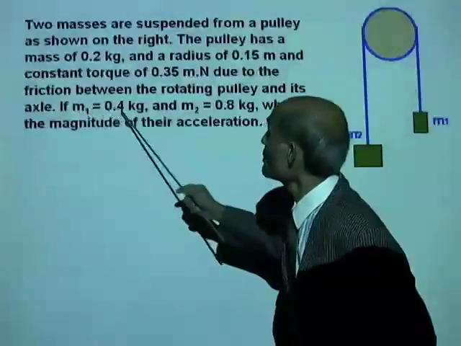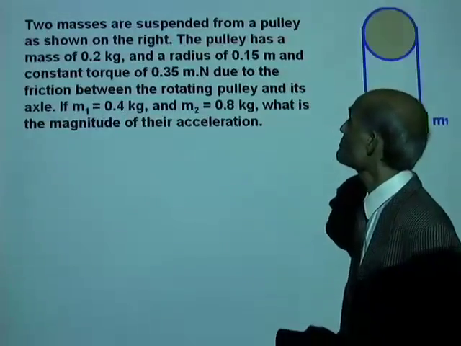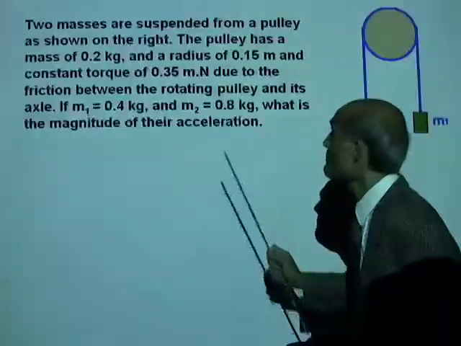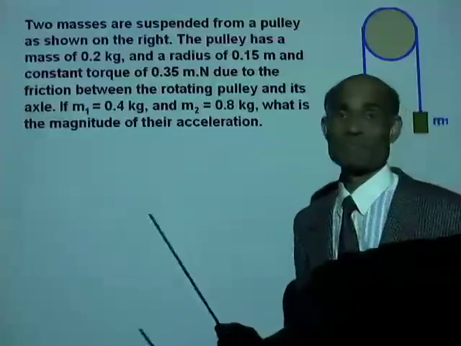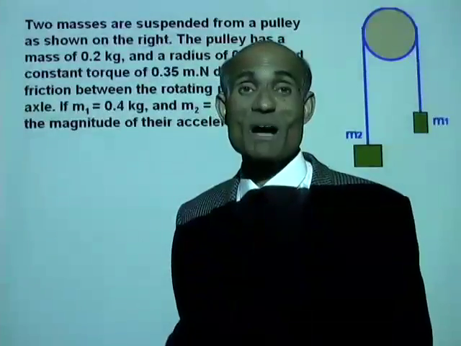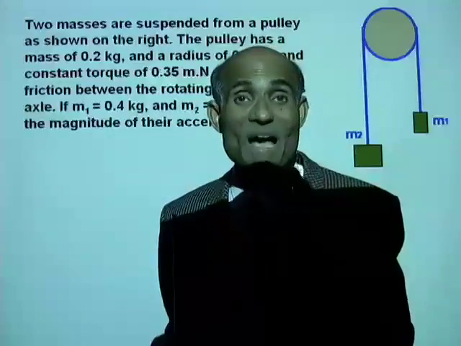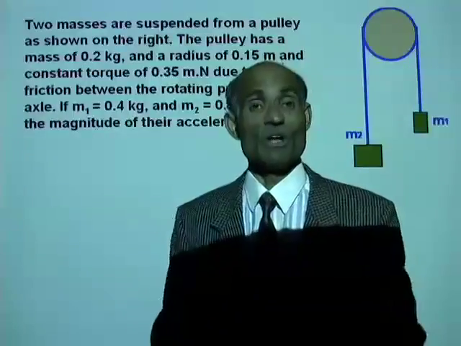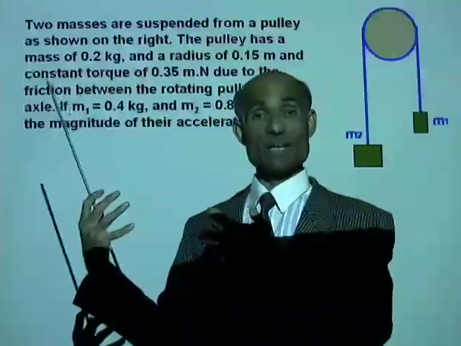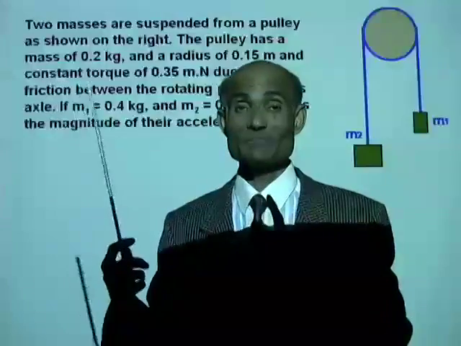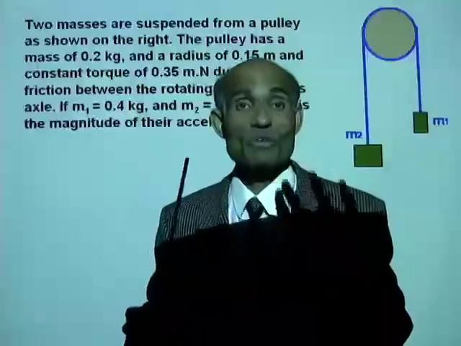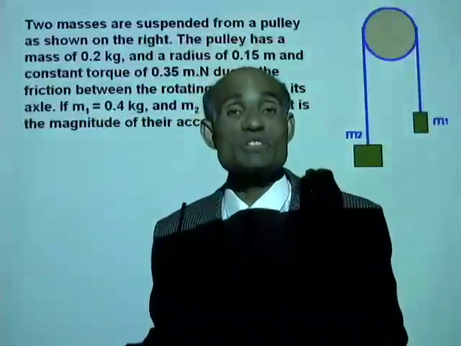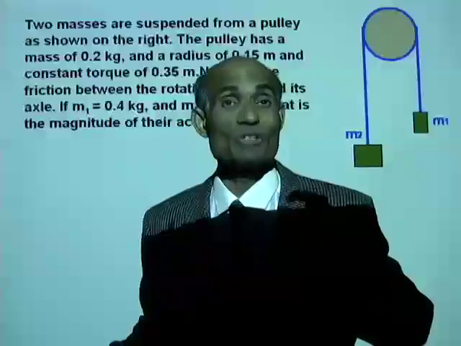Well, if M1 equal to 0.4 kilogram and M2 equal to 0.8 kilogram, what is the magnitude of their acceleration? If you remember, we talked about the motion of connected masses earlier on, about 2 or 3 lessons ago. Now, we will use the same concept here. The only difference here is that now the friction between the pulley and the axis of rotation is taken into consideration. Earlier, we did not consider that.